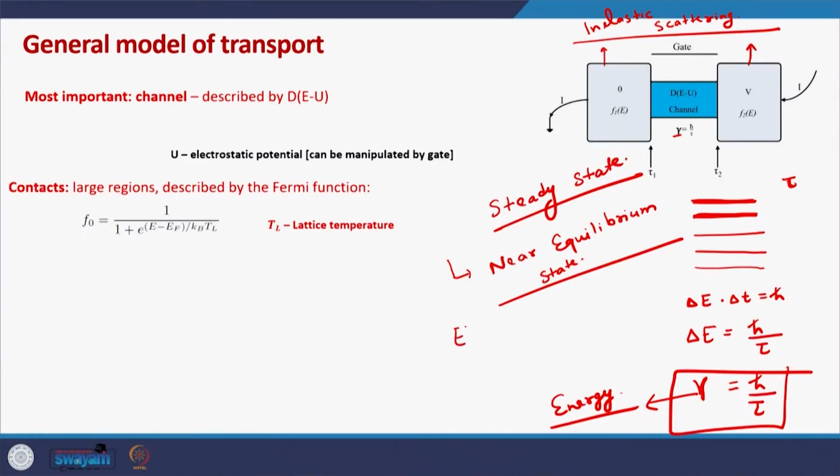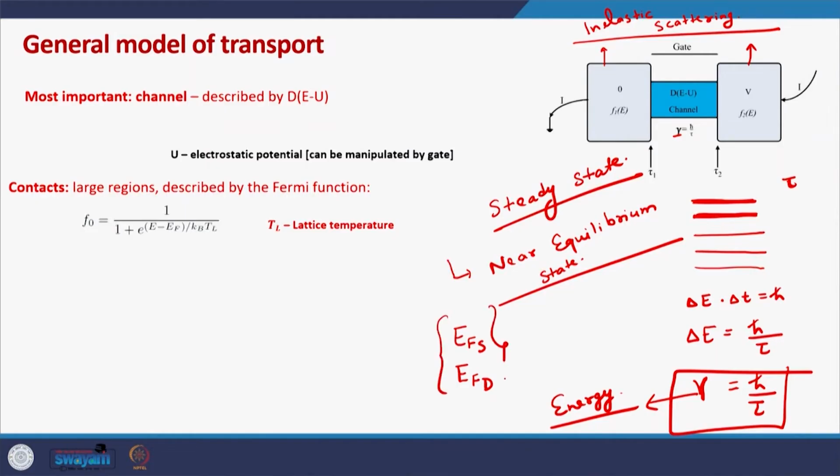That essentially means that the Fermi levels in the contacts are constant. The Fermi level of the source contact, generally denoted as EFS, and the Fermi level of the drain contact, generally denoted as EFD, are almost always constant because of the near equilibrium situation in the contacts during transport.